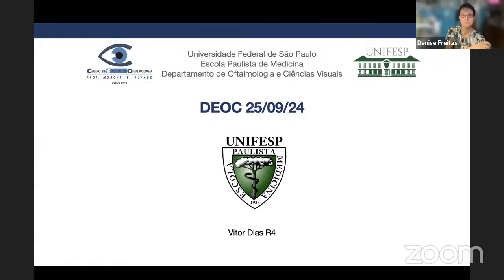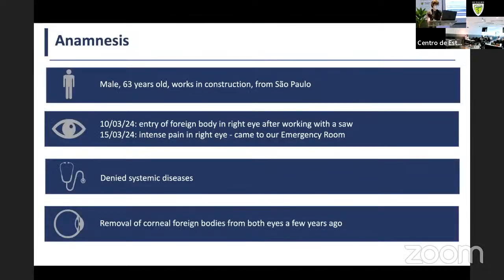So, good morning. My name is Vitor. I am a fourth year resident here in the service, and I will present a case. So let's start with the anamnesis. We have a 63-year-old male patient who works in construction, from São Paulo. On March 10, he had a foreign body enter the right eye after working with a saw. On March 15, he had intense pain in the right eye and came to our emergency room. He denied any systemic diseases, and he had removal of corneal foreign bodies from both eyes a few years ago.